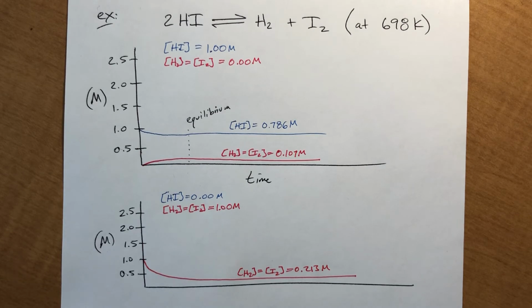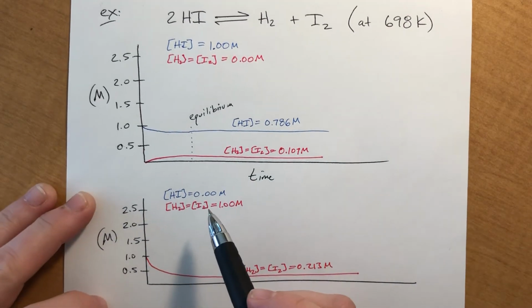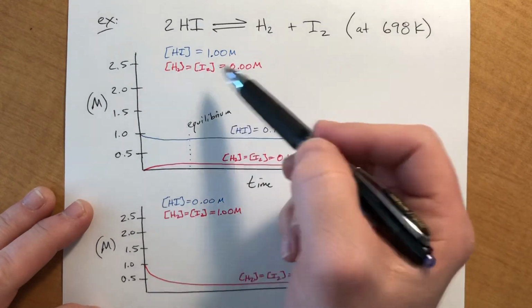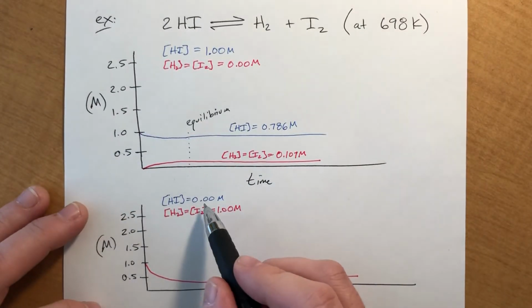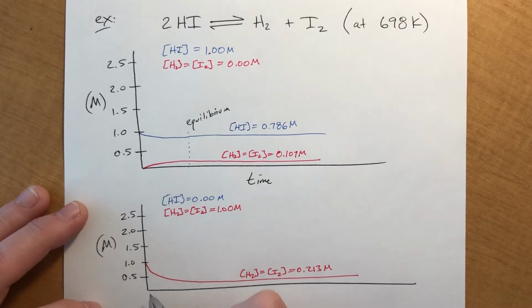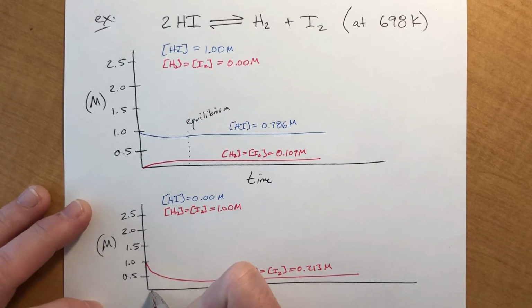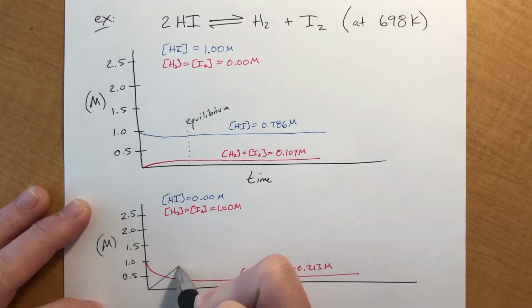Okay, and the HI started at 0, and as this stuff gets used up, because we started out with only products, it's primarily going in reverse, this stuff's going to form. So this is going to go up from 0, and it actually jumps all the way up to 1.573.